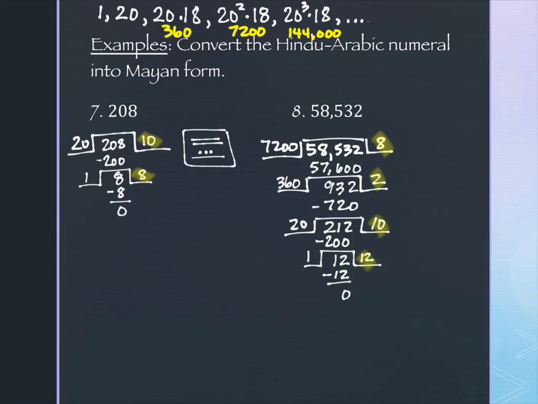So how do I draw an 8? 3 dots and a line. How do I draw a 2? 2 dots. How do I draw a 10? 2 lines. And how do I draw a 12? 2 dots and 2 lines. Okay, so let's first just establish the fact that you've done everything correct and this is the correct answer.